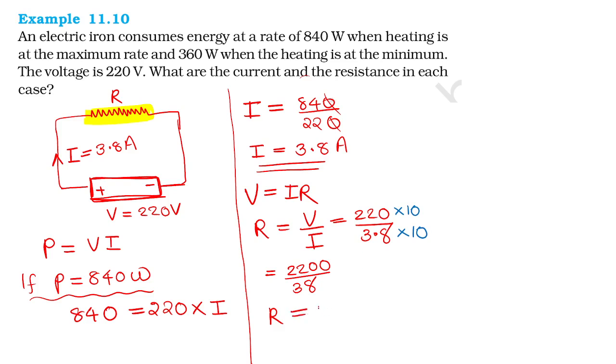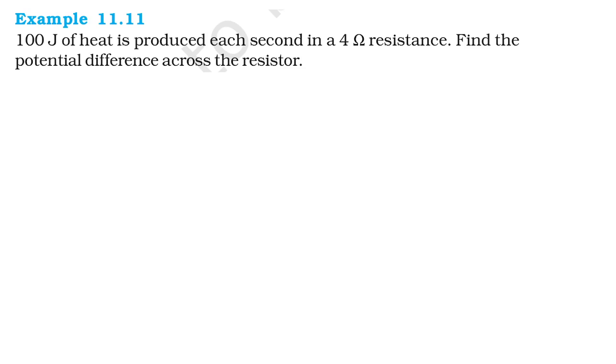Let me save time. 57.8 ohm, okay, whatever, no problem. This is the resistance. So remember the value of I and R where the power is kept at the maximum level in the iron box. The current will be 3.8 ampere and the resistance will be 57.8 ohm. It's a very simple question, I think so.